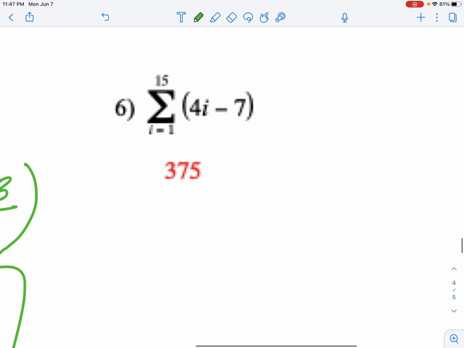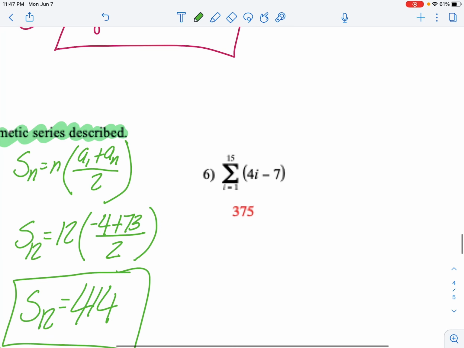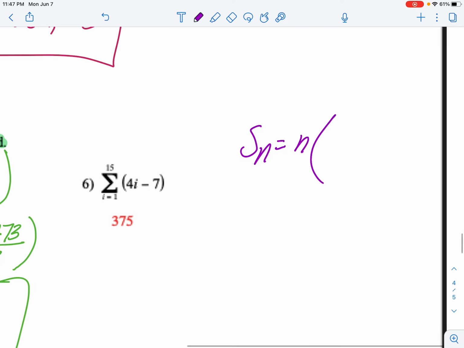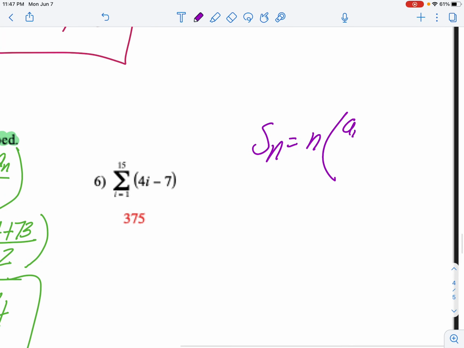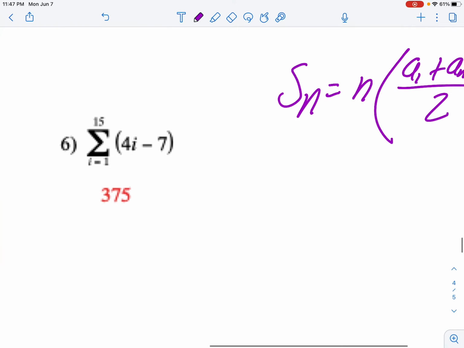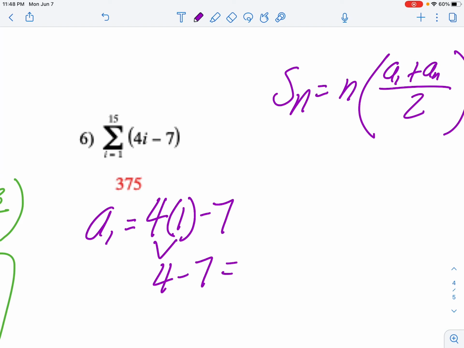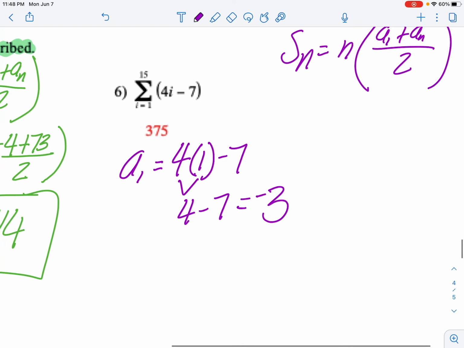Number 6. This time we're doing 15 numbers. So again, I'm going to use my formula here. Let me change my color. So Sn is equal to n parentheses a1 plus an divided by 2. To get my first term, a1, I'm going to plug in 1 here. 4 times 1 is 4, minus 7 gives us negative 3, just like that.